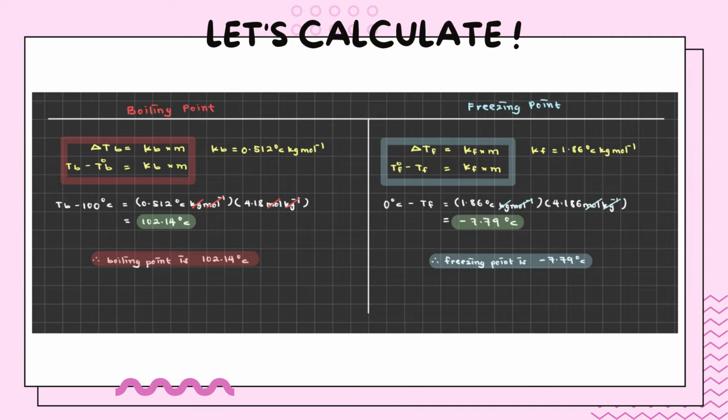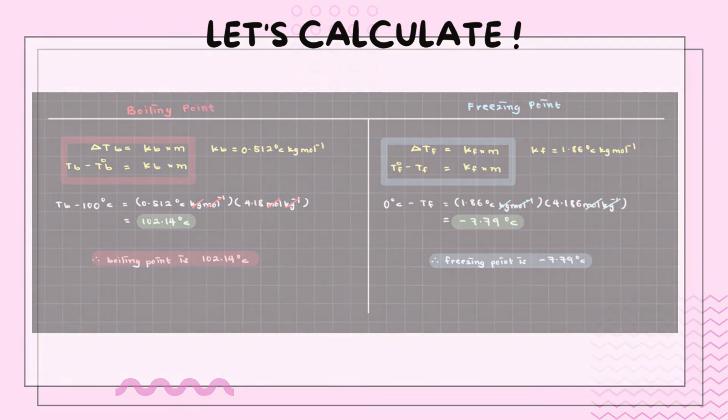For the freezing point, the formula is quite the same, which is delta TF equals KF times molality. KF is equal to 1.86 degrees Celsius kg per mole, and T naught F is 0 degrees Celsius. Then we can just plug in all the data that we have. We will get the freezing point to be negative 7.79 degrees Celsius.